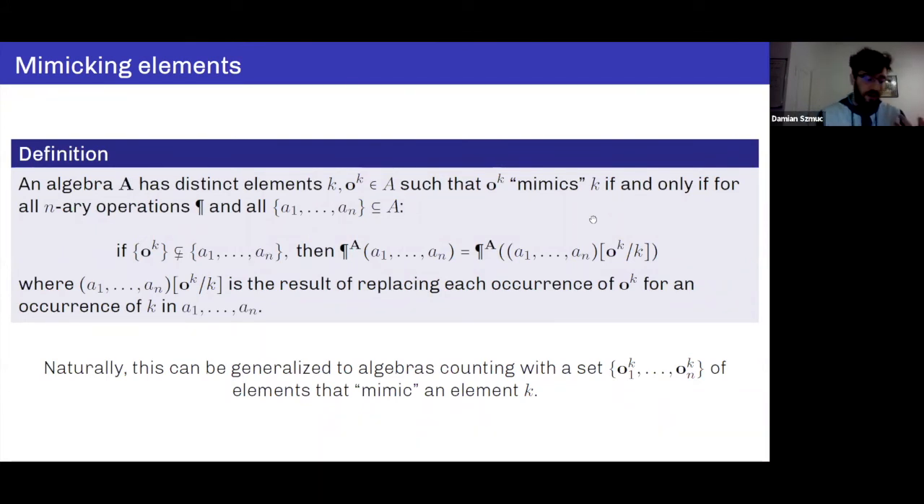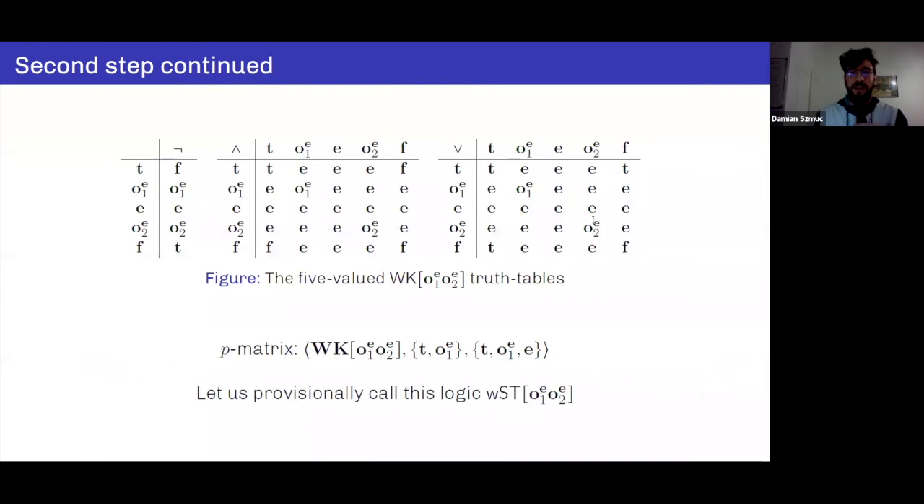right? And you can actually have multiple mimicking elements, right? And this is exactly what we are getting here. So the O is for that, right? We have a value which is mimicking the weak Kleene truth value here, and a value which is mimicking the weak Kleene truth value also here. So two mimicking elements. We have a structure which is based on the weak Kleene algebra, and then we have two mimicking elements which mimic the weak Kleene value.